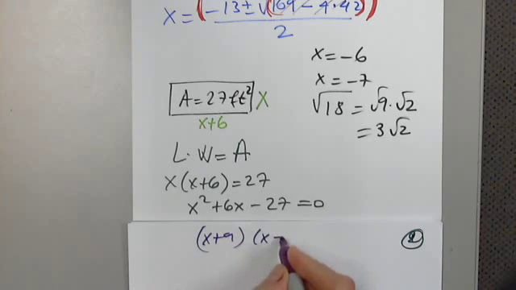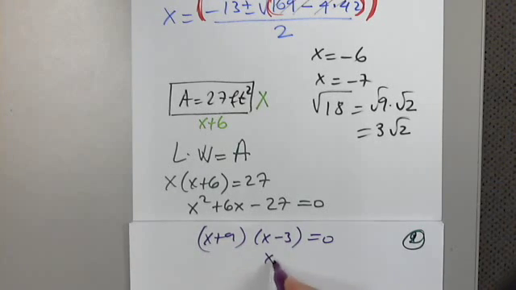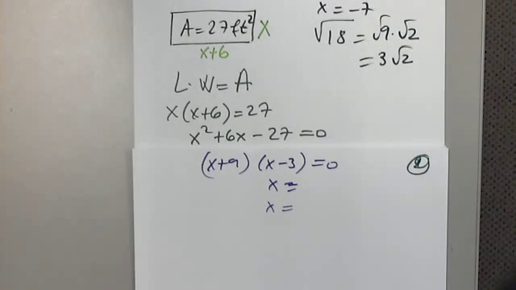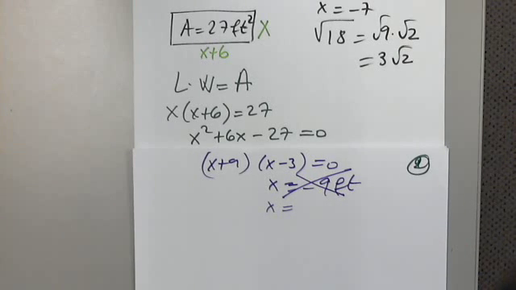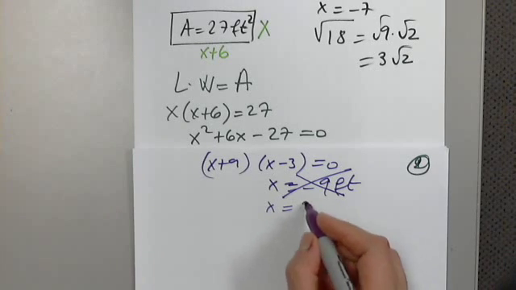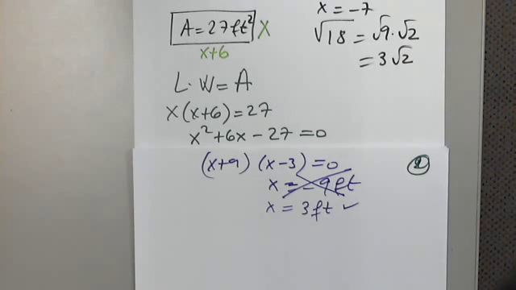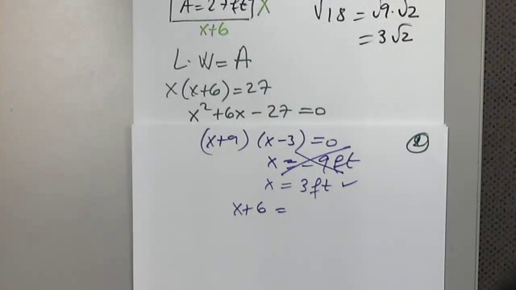Very good. So then x equals and x equals. This is the zero product principle. So -9 feet, I will cross it out. It's correct algebraically, but it means nothing in the context of the problem. And this is 3 feet, which is what we want. And then the length, which is x plus 6, must be 9. Always remember to write the measurement unit.